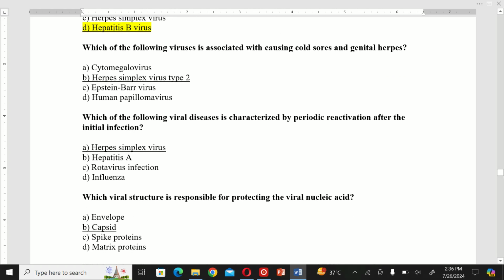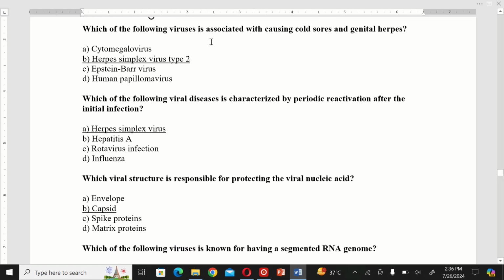The next MCQ is: which of the following viruses is associated with causing cold sores and genital herpes? A. Cytomegalovirus, B. Herpes simplex virus type 2, C. Epstein-Barr virus, D. Human papilloma virus. So the correct option is B.